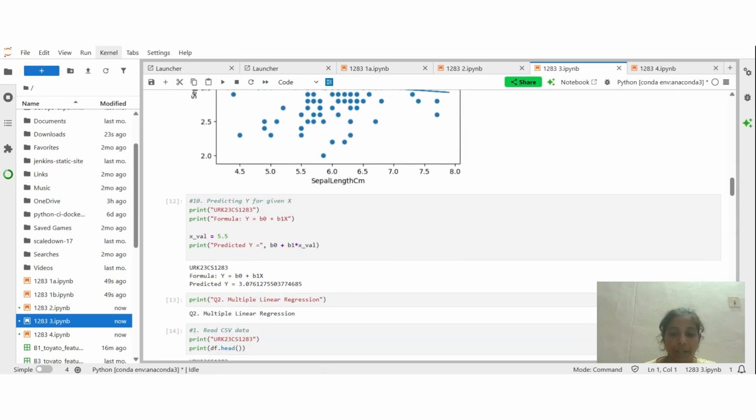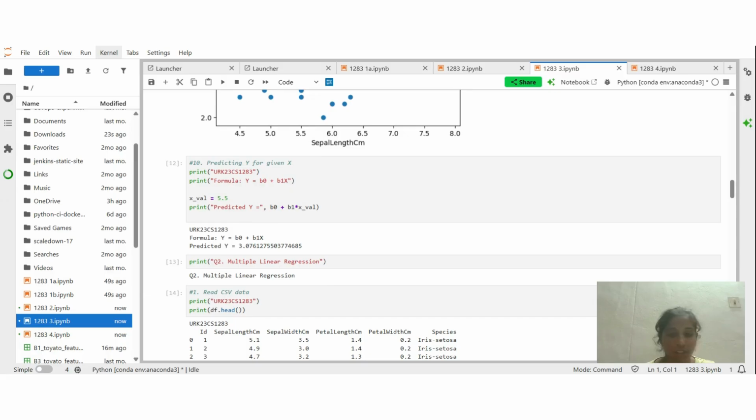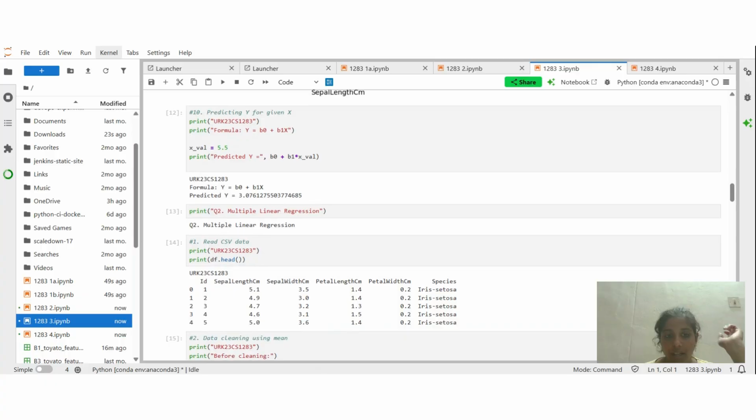And tenth one is predicting y for a given x. Given any x value, we want to predict the value of y. I use the model to predict output for a new input.